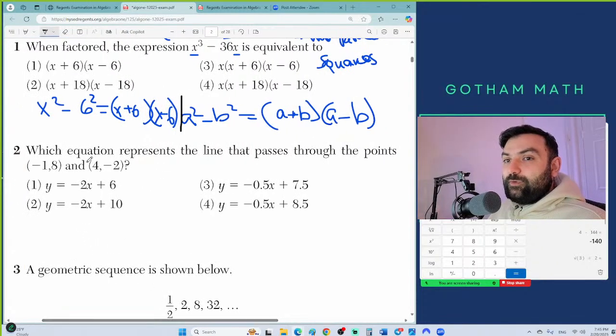Number 2: which equation represents the line that passes through the points -1, 8 and 4, -2? It's just a classic type of question. If you're studying Algebra 2 properly, that comes up all the time. Creating an equation from two different points.